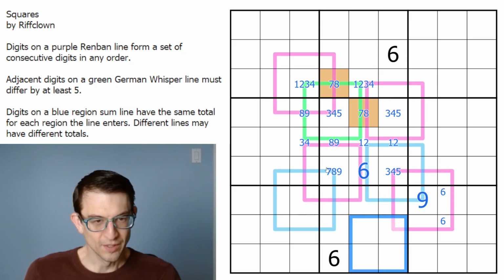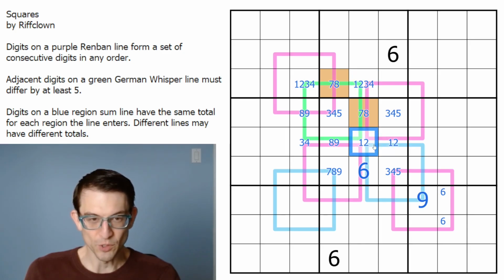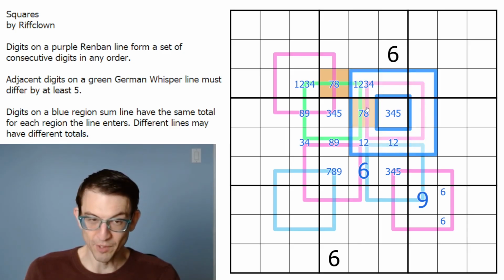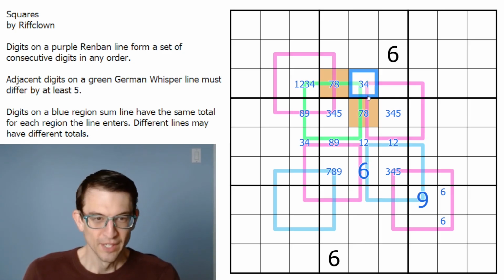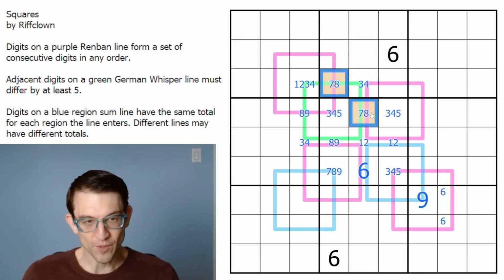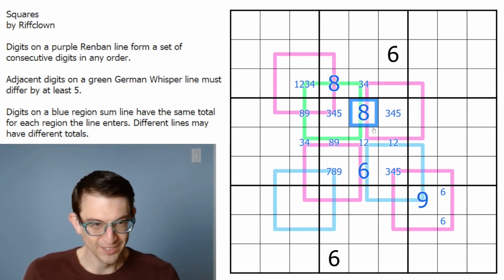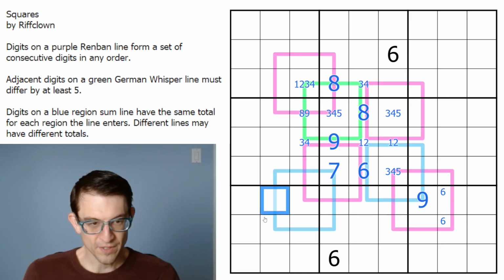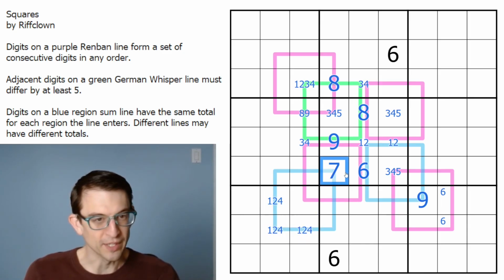From here, what do I do? I can think about this Renban again. Since this has 1, 2 on the Renban, 1, 2 can't be anywhere else on the Renban, so it can't be up here. So this is 3 or 4, and just like this 3 or 4, that's going to eliminate 7 from being possible here. So these are both 8s. I didn't need to mark that after all. And this 8 makes this a 9, makes this a 7. This 7 is going to make this region sum 1, 2, 4. That's the only 3-digit combo that can sum to 7.